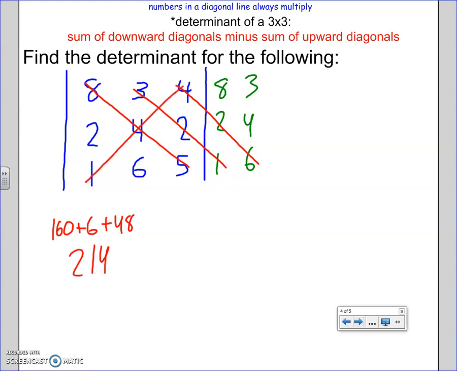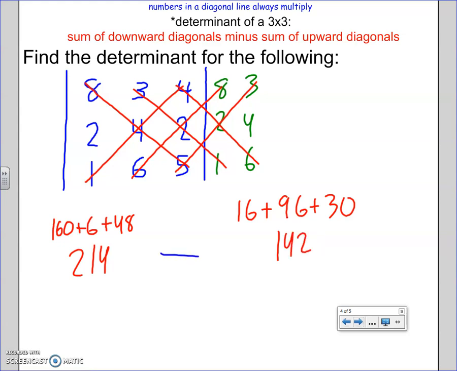1 times 4 times 4 is 16. 2 times 6 times 8, that's 96. And then 5 times 2 times 3, that's 30. If I add those up, I get 102, 112, 142. Those two numbers I'm going to subtract. So 214 minus 142 is 72. Final answer, 72. That's the determinant there.